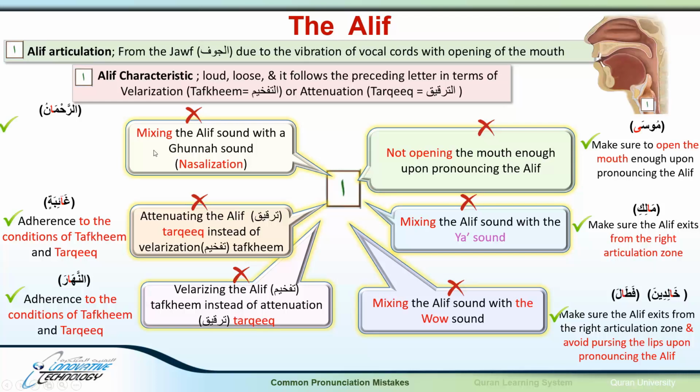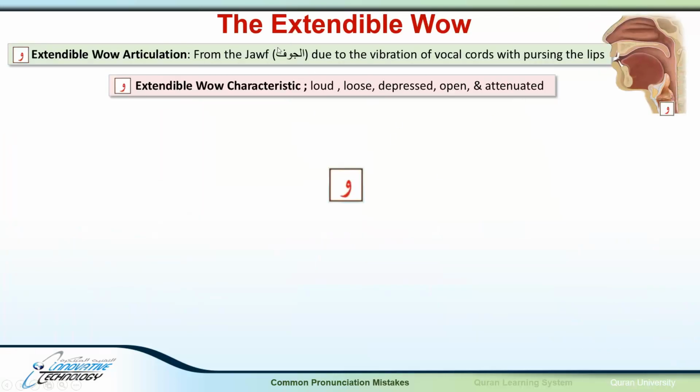Ar-Rahman. So it's Ar-Rahman, not Mon. So avoid nasalization when pronouncing the alif. Make sure that the alif is pronounced without ghunna. Now we'll proceed to discuss the common mistakes associated with the extendable vowel.